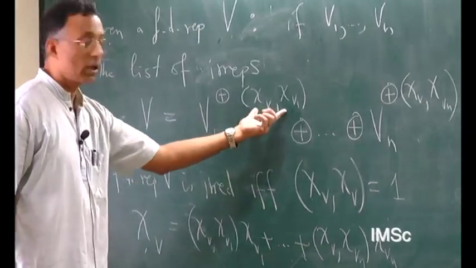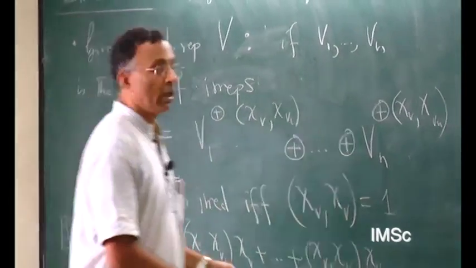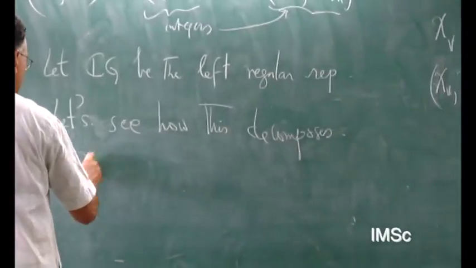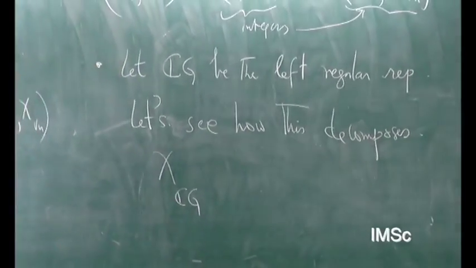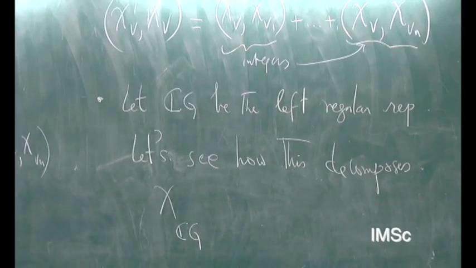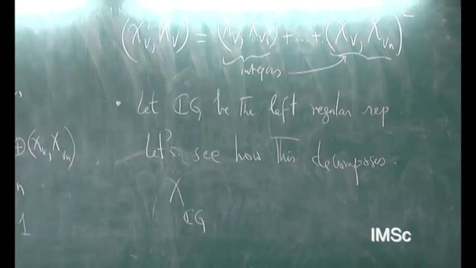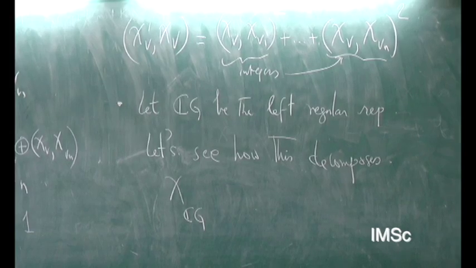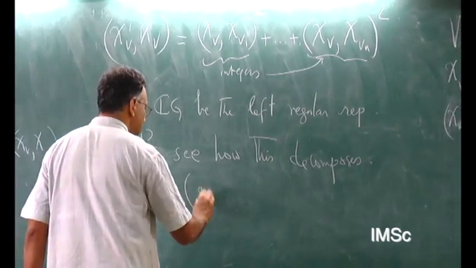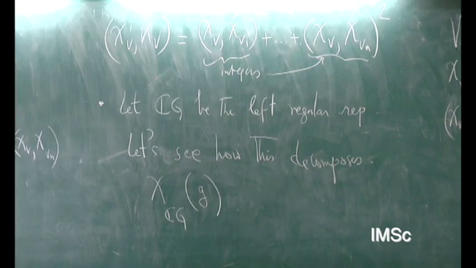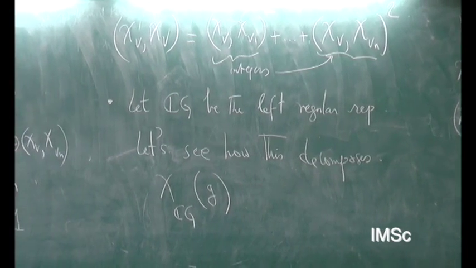I have to compute this, right? Okay. Let's compute chi of CG. Let's actually compute chi of CG, meaning this is the character of CG, right? So let's do it on G. Okay, that's an interesting exercise.